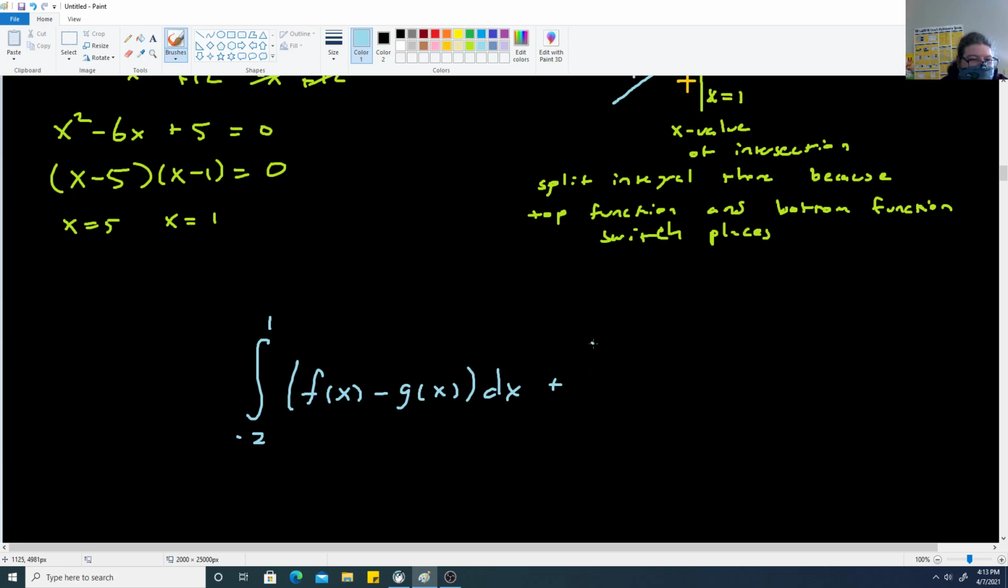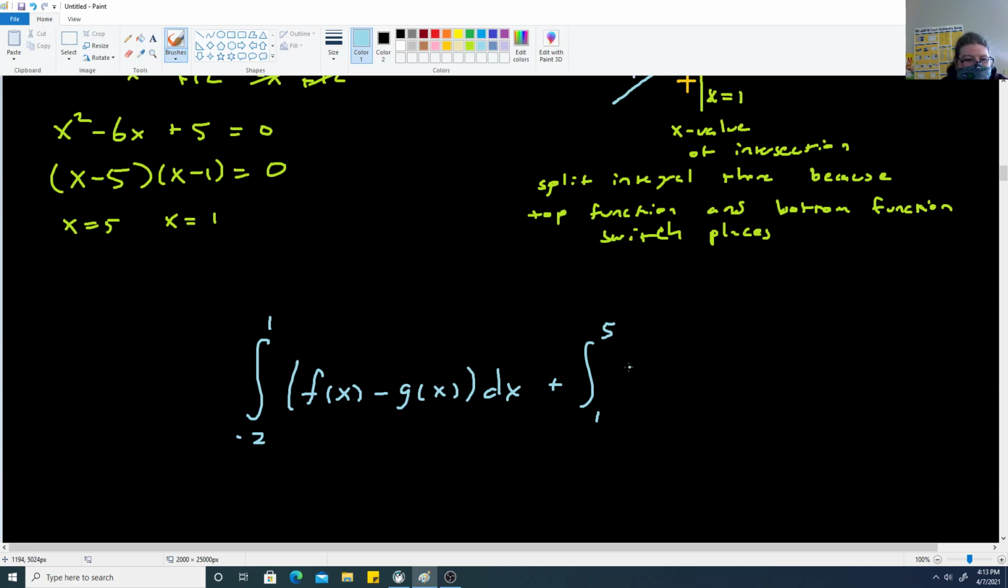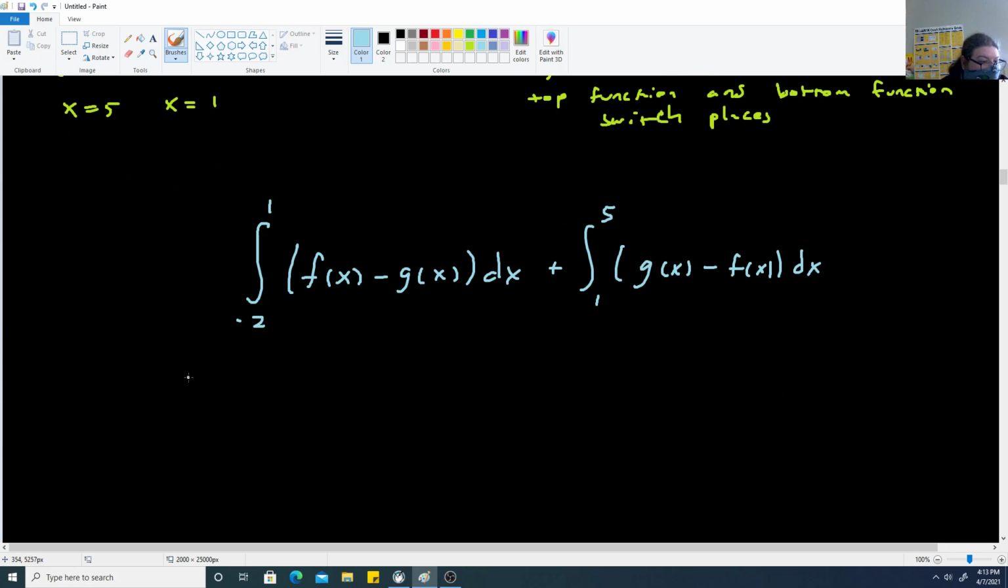And then we're going to add to it the integral from 1 up to 5. So that's this part here, starting at 1, stopping at 5. This time g of x is the top function, f of x is the bottom function. So this will be g of x minus f of x dx. So now we're going to plug in what's what here and evaluate these integrals.